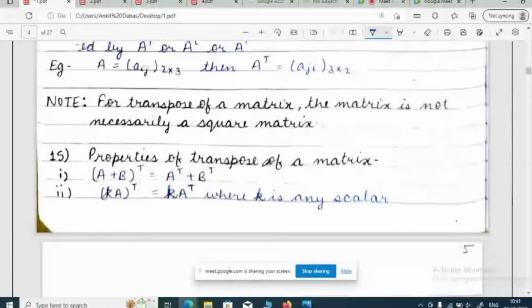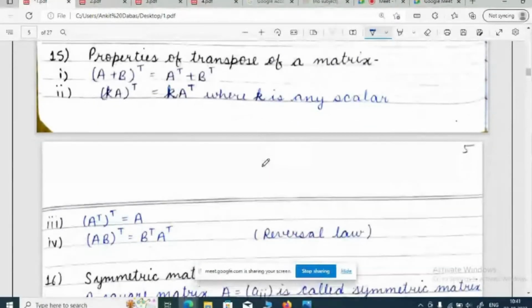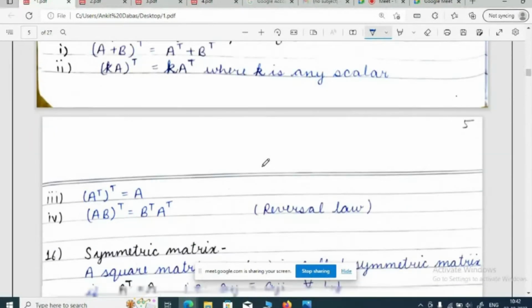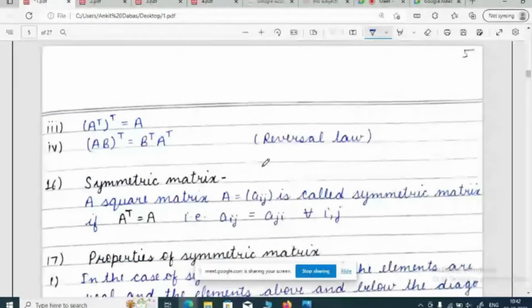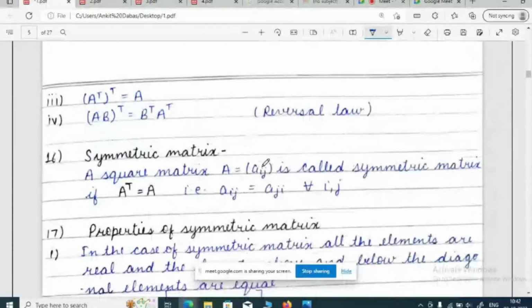These are some properties of transpose of a matrix. If we add two matrices and then take their transpose, it will be equal to the sum of the individual transposes of each matrix. If we multiply a matrix by a scalar and then take the transpose, we can take the scalar completely out and then take the transpose of that matrix only. Transpose of the transpose of a matrix is equal to the matrix itself.